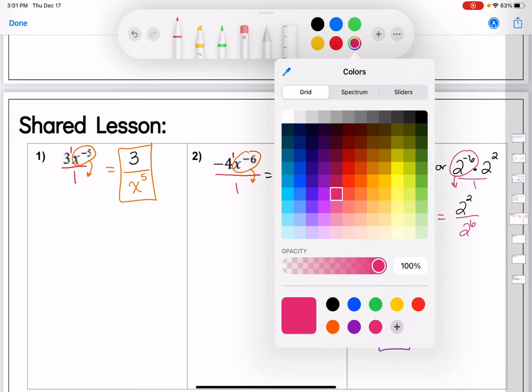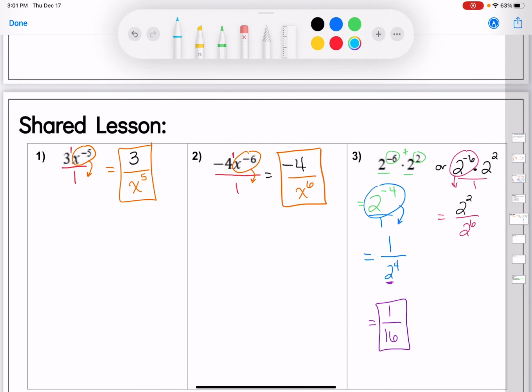Okay, now I can say, wait a second, now I'm dividing like bases, right? When I'm dividing like bases, I'm going to do bigger minus smaller. So I'm going to do 6 minus 2 equals 4, and the bigger exponent is down here at the bottom. So I will have 1 over 2 to the 4th power. And look at this. I'm right back in the same place. 1 over 2 to the 4th is 1 over 16.